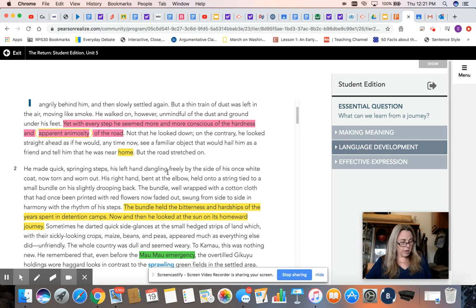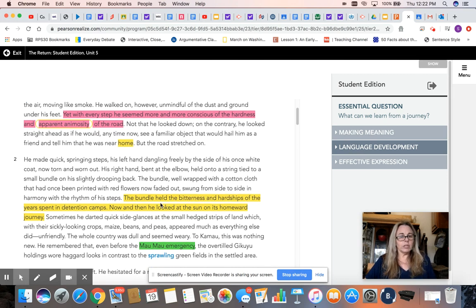Okay. This is an interesting one right here. Let's talk about something called symbolism. So authors don't put things in the story, nothing's there by accident. So this bundle that he's talking about, a bundle is like a small package. And he has this bundle, and it held the bitterness and hardships of the years spent in detention camps. So here's our first clue that he has been in a detention camp. A detention camp has kind of negative connotations. Things would not have been pleasant for him.